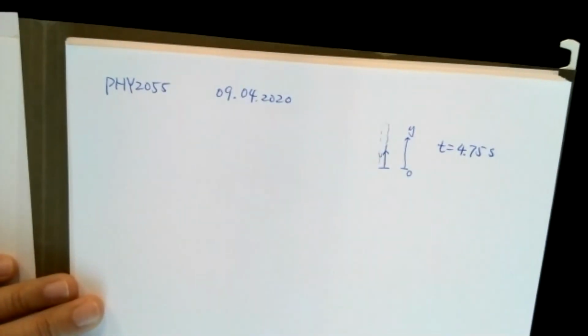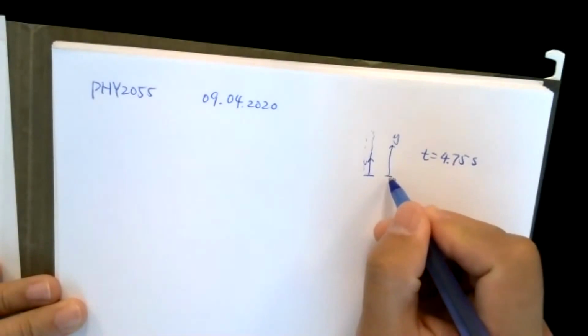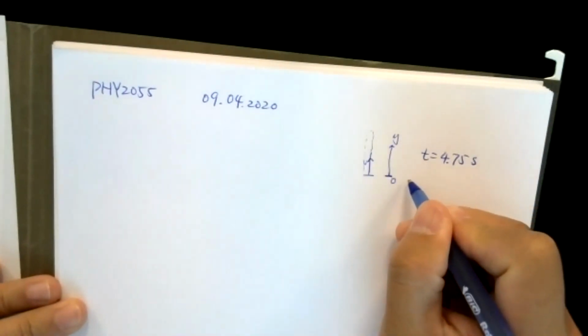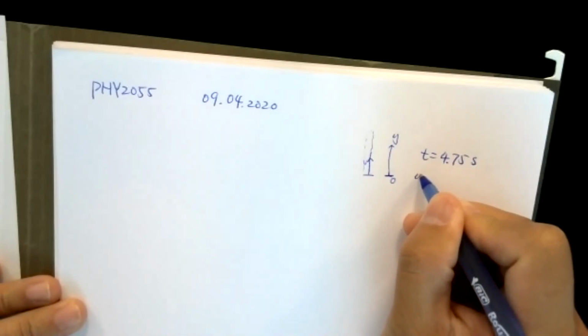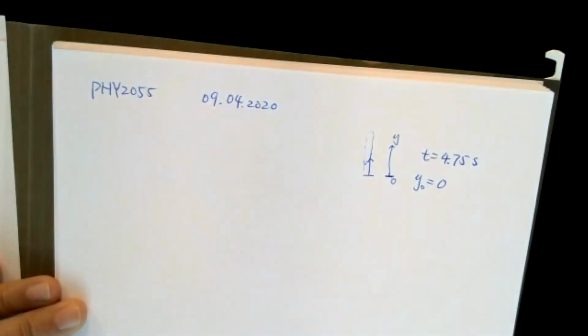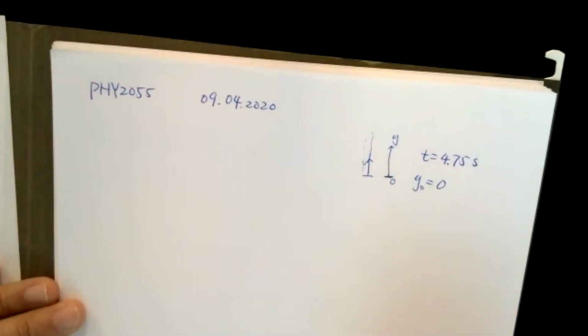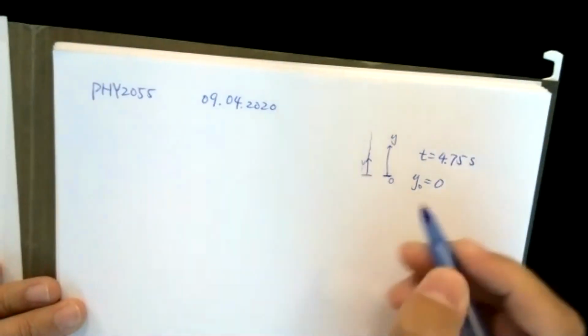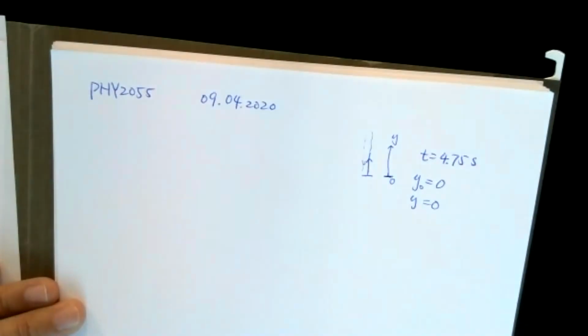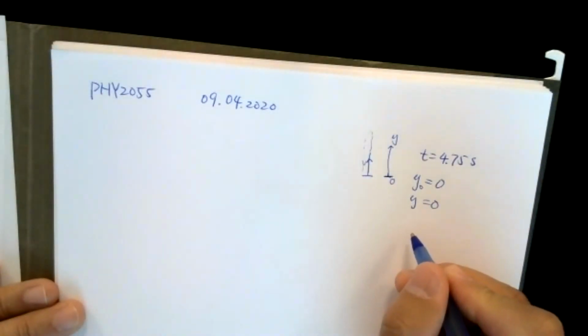Some other information is also given, or we can figure it out. If you take the origin at the summit, then your original position is zero, right? So everything that was x is now y. Instead of x naught, we use y naught because we pick y to be the symbol for position. When it returns to the summit, that's the final position, so that's also zero, right? Initial is at the summit and final is also at the summit. So we actually have more information here.